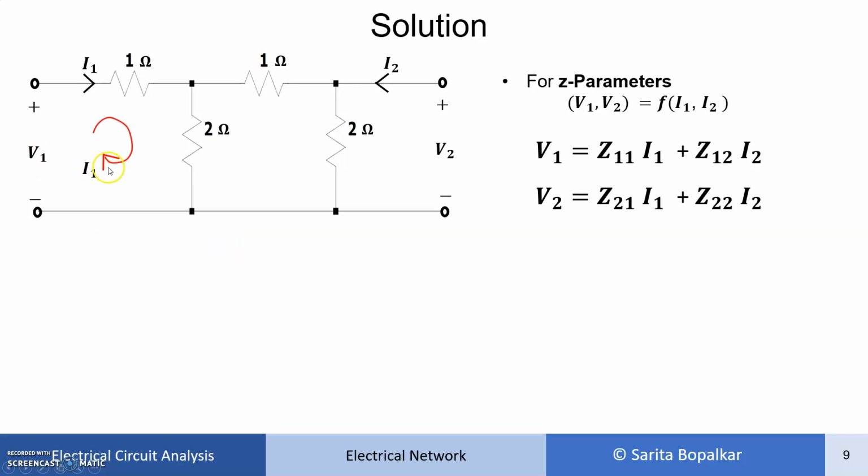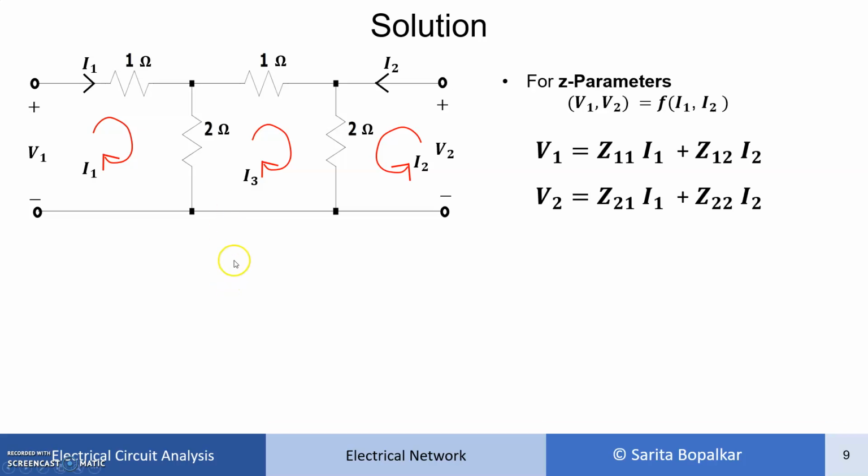So there are three loops. This is first loop, second loop and third loop. So we'll assume loop currents to apply the KVL. So this is I1, first loop current. I2, this is second loop current. Now here the direction of I2 is given. That's why I am assuming this direction of I2. And this is third loop. We'll assume loop current I3.